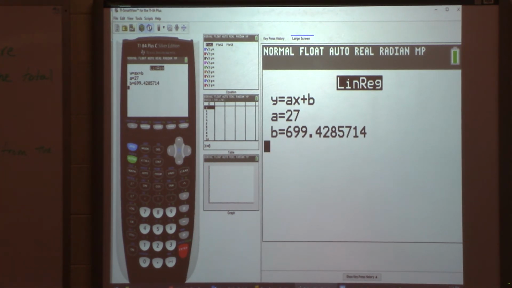Lost you guys because you have different calculators? I was still doing whatever. Okay, sorry. So we stat, calculate, fourth one down, linear regression.